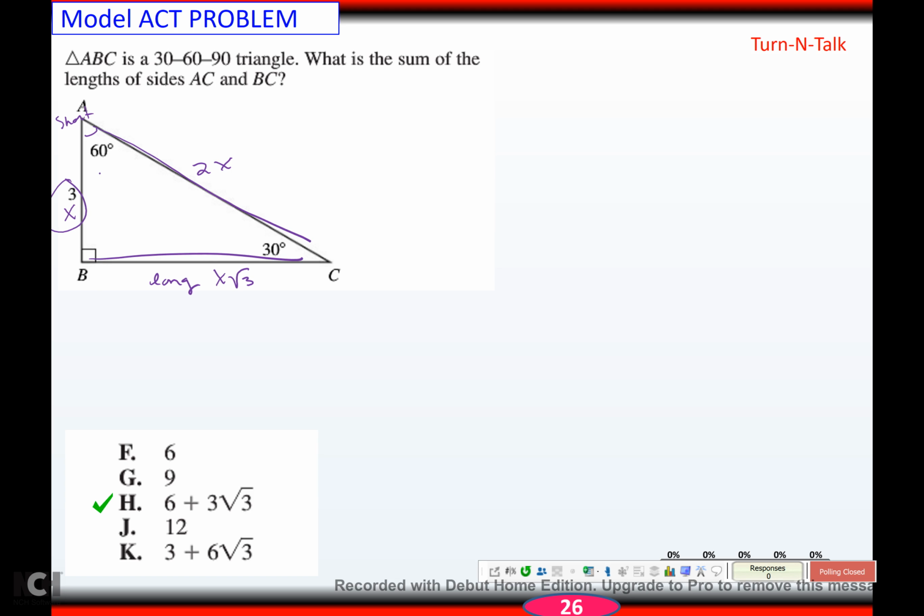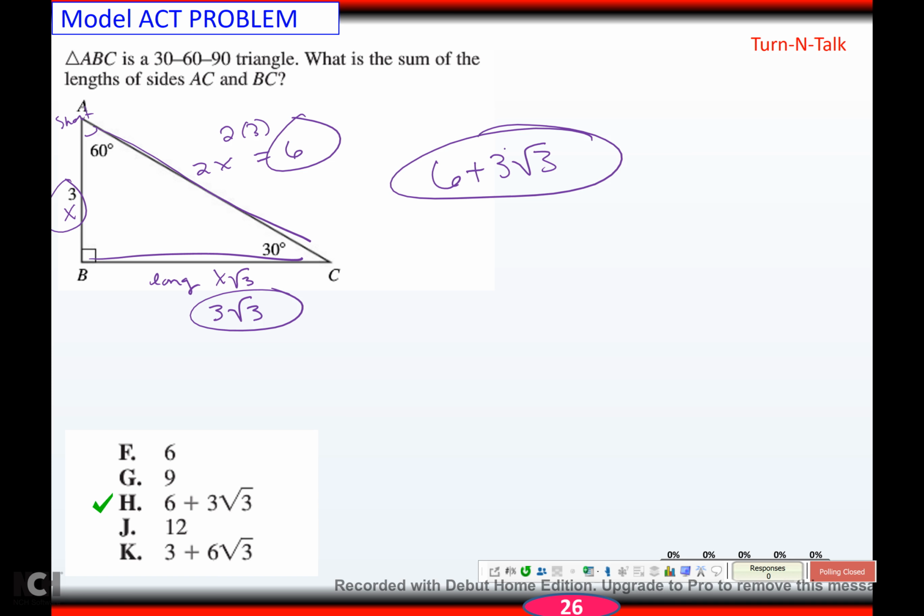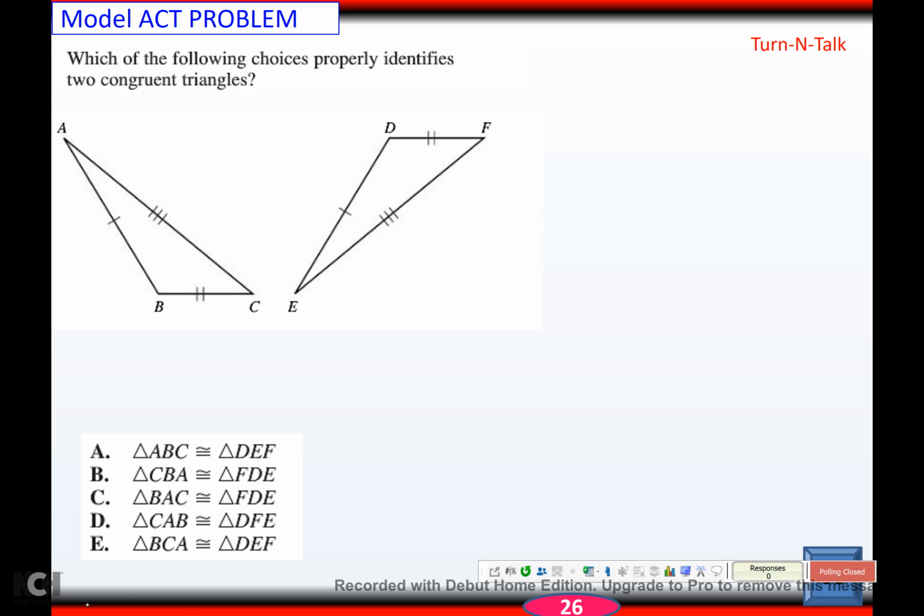They give me this one is 3x. So 2 times 3 would be 6. And here, if x is 3, I'd have 3 square roots of 3. So the sum would be 6 plus 3 square roots of 3, because you can't actually add those. One's a radical. Okay, try this one. Hit pause. Come back when you're ready.